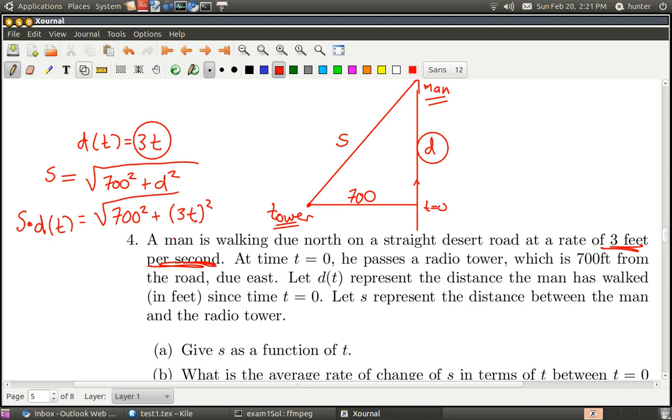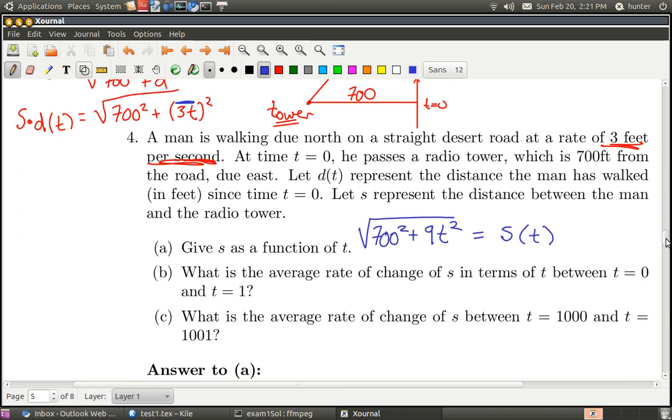Make sure that the square hits your 3. The way that I've written things, this square is being applied to this whole quantity, right? And that's right. You don't want to write 3t squared. The 3 needs to be squared also, because that's part of what d is. And so we've answered part A. The answer to A is the square root of 700 squared plus, we could call it, 9t squared. It's the same thing. And let's call this s as a function of t. Alright, so that's part A.